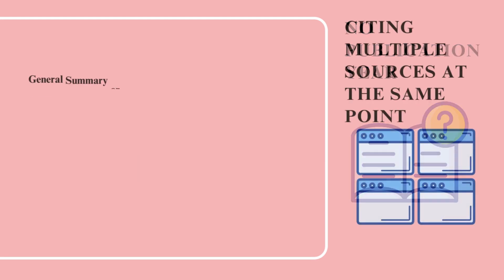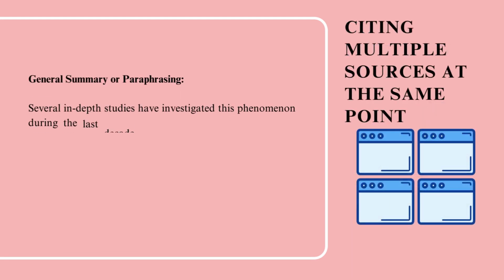Now the case of citing multiple sources at the same point. Here we have to write first author's last name, year, another author's last name, year, another author's last name, year, in brackets.